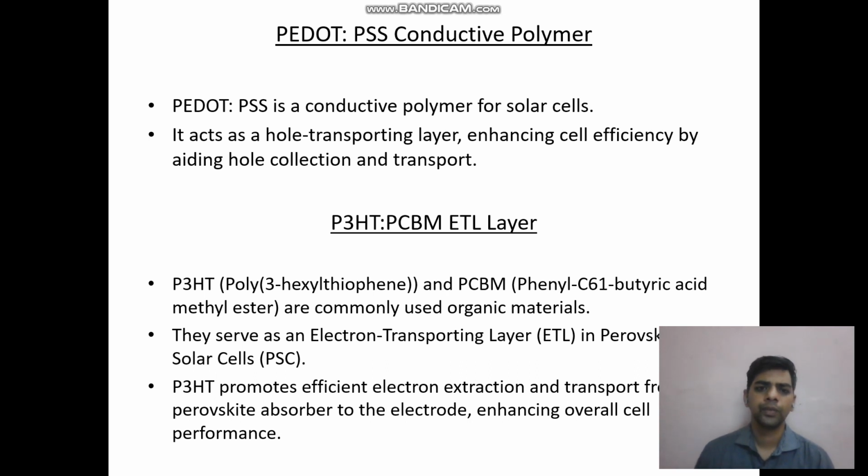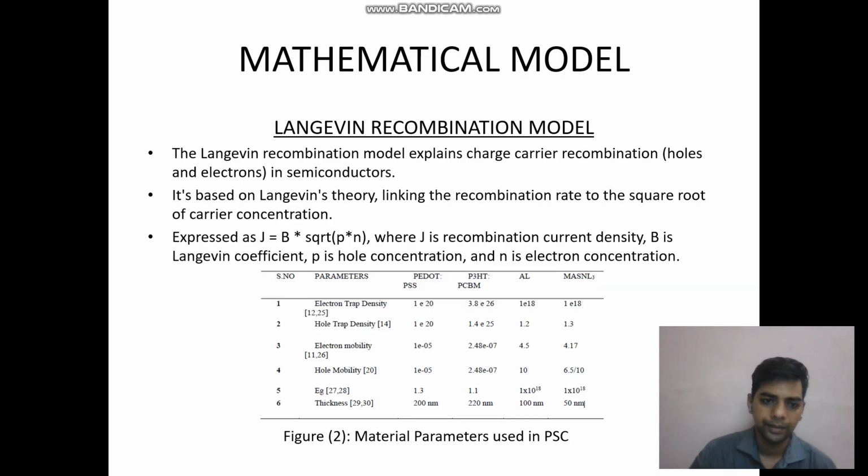The second material I am using here is PEDOT:PSS, which acts as a conductive polymer and is also a hole transporting layer, with higher efficiency in enhancing hole collection and transport. The third, main material I'm using here is PCBM in combination with an interfacial material like P3HT, which enhances the electron transport property in the perovskite solar cell. This is also used to enhance the overall cell performance and stability.